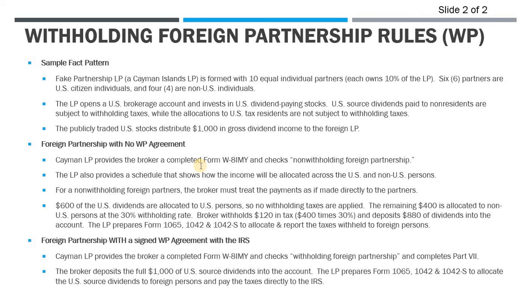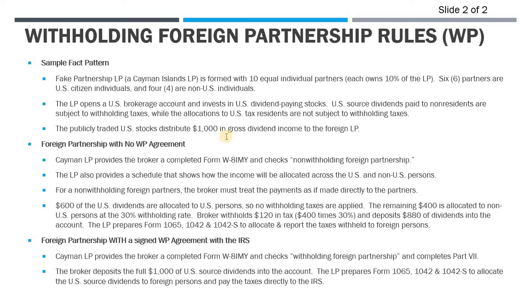Now, in addition to doing that, because we are a non-withholding foreign partnership, we also have to complete the second bullet point here. We have to provide a schedule that shows how the income is going to be allocated to U.S. and non-U.S. persons and what percentage withholding rate should apply. That's so the broker knows, if I'm going to pay you $1,000, how this is being allocated ultimately, and what the appropriate tax rate should be on the amounts being allocated to those foreign partners.